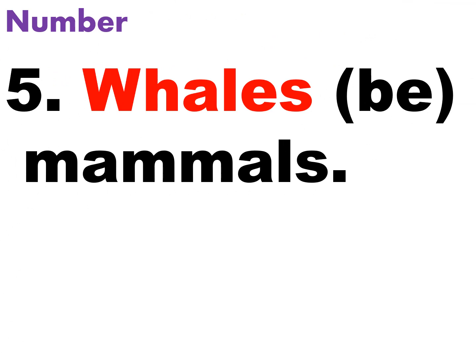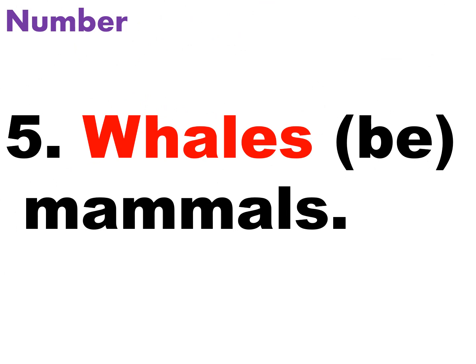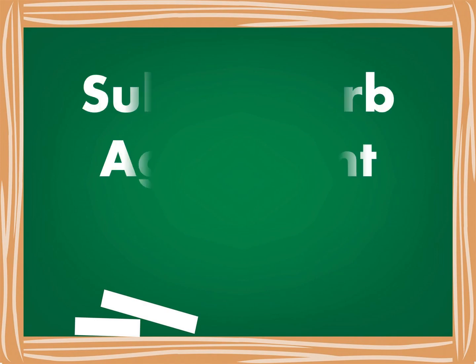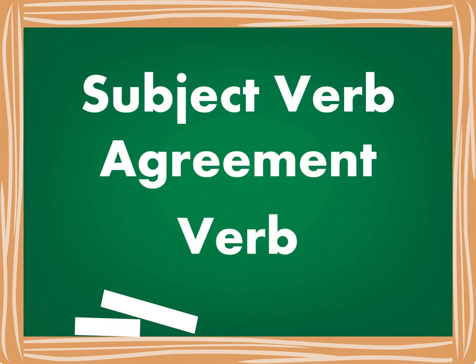Next we have whales be mammals. Our subject is whales. Are you ready to know the answer? Correct, that is plural. Now that we already know the subject and the number of the subject in the sentences, let us now identify the appropriate verb to be used.